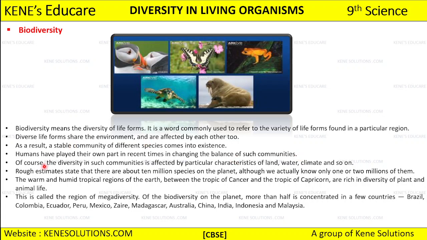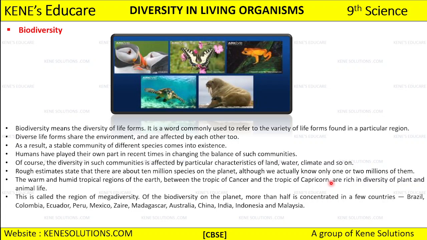Okay, so rough estimates state that there are about 10 million species on the planet. How many species do we have on the planet? We have 10 million species, although we actually know only 1 or 2 million of them. Our planet Earth is very vast, very big, and more than 10 million species survive on our planet. But we are still not aware of many of the species.